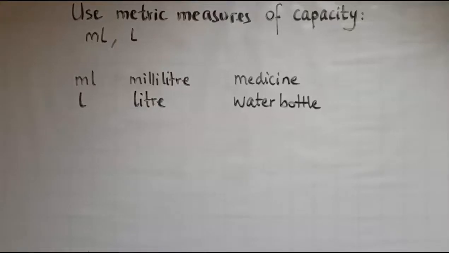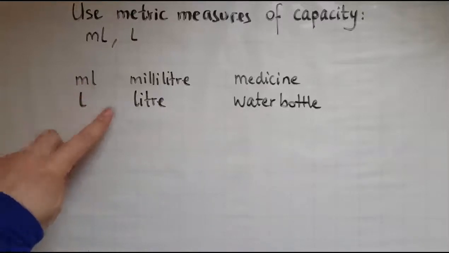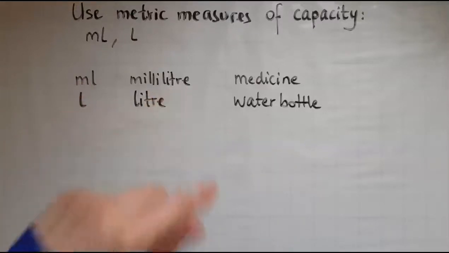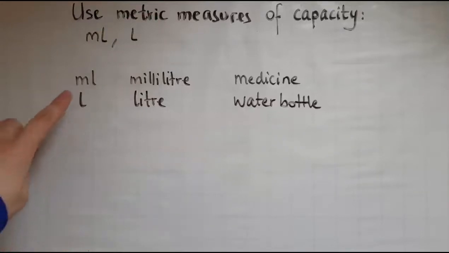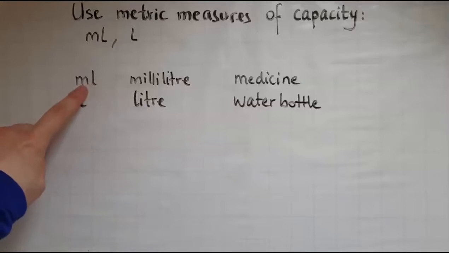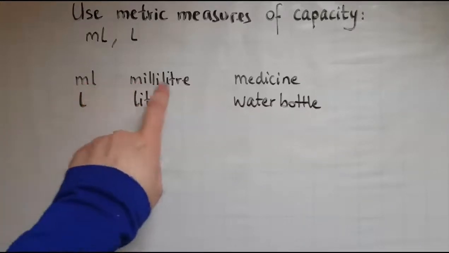In this video we'll learn to use metric measures of capacity, milliliters and liters. As we said before, metric measures are different from the other measures like imperial, an example of which is ounces. Milliliters and liters have the word liter in there, which sounds like meter as well. So that's where the metric comes from. Milliliter, that's the short form. M stands for milli and L stands for liter.